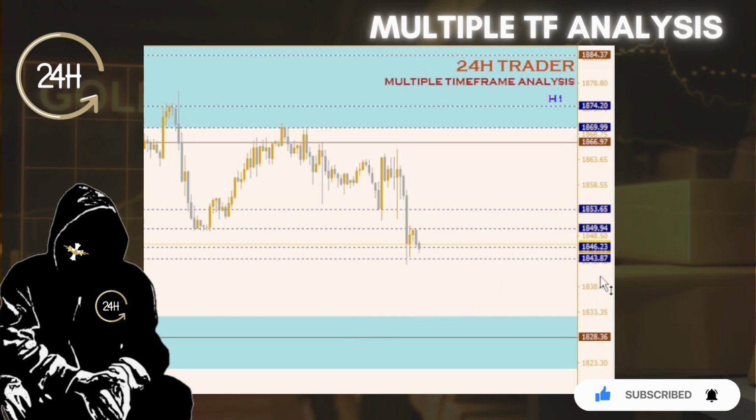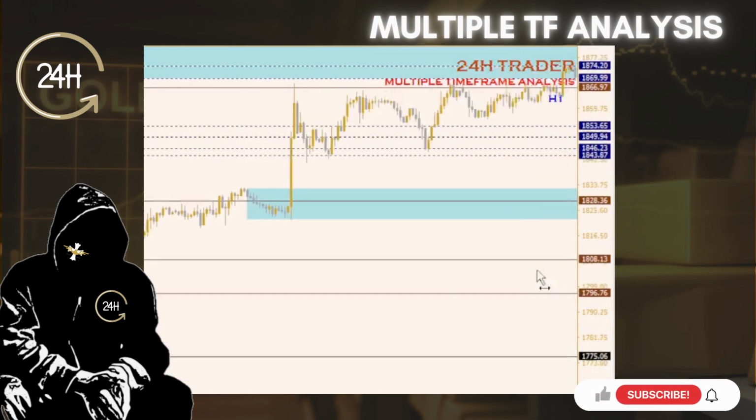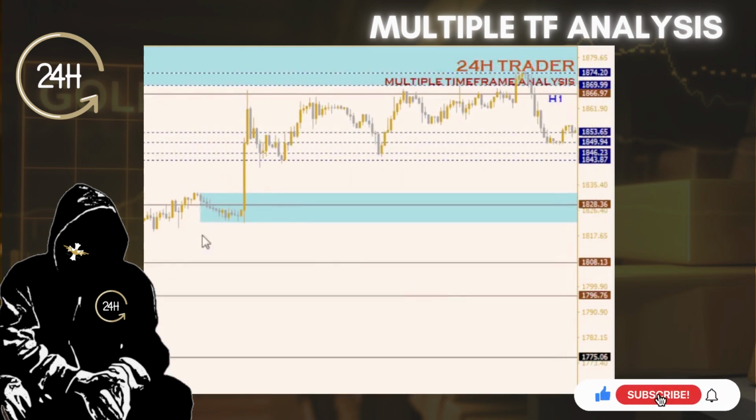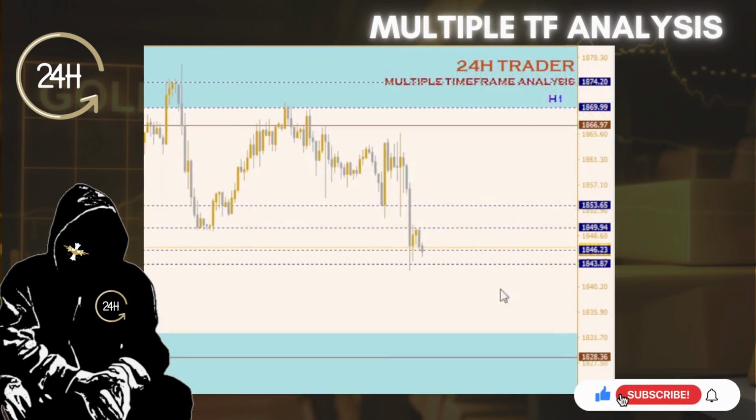Okay, so you can see that the market is currently making this pattern on the 1 hour time frame. This one will be the point of interest, where the market will retest this area before it goes up again.